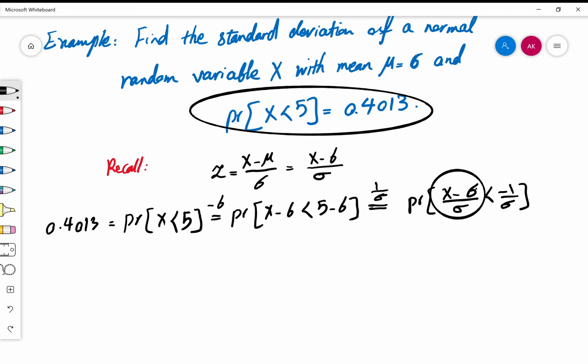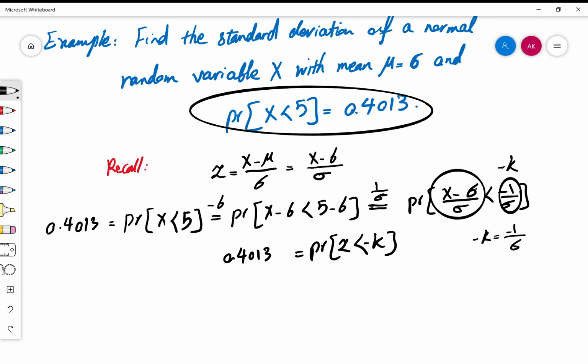And you see right away that this one here is Z. So we have the probability of Z less than, well, I don't know what sigma is, so let's call the right hand side k. We know that there's a k such that the probability of Z less than k is 0.4013. Something good about coming this way is that there is a negative sign. Sigma is always positive, so 1 over sigma is positive. How about we put this negative outside, and we have that k is negative 1 over sigma.